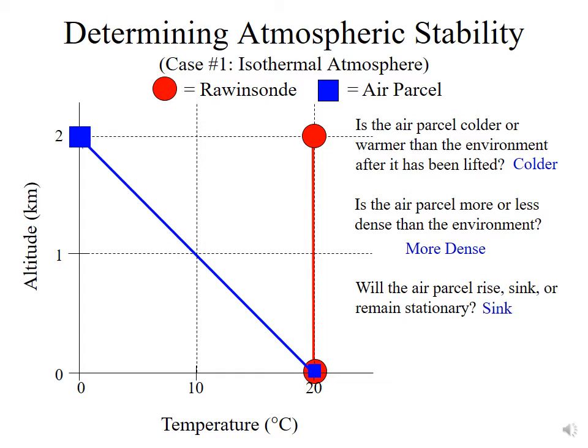And now, if the air parcel is more dense than its surroundings, will it rise, sink, or remain stationary? It will sink. And because we lifted this air parcel from the surface, we forced it upwards, we let go, and it will sink. It'll sink all the way back down to its original location. We're going to refer to that as a stable atmosphere. So, is the atmosphere stable, unstable, or neutral? Stable.